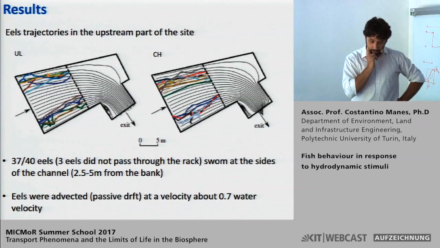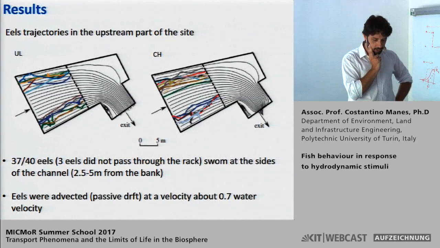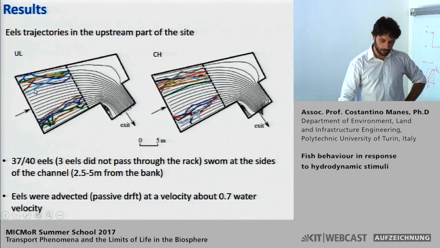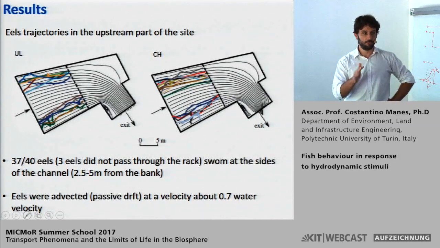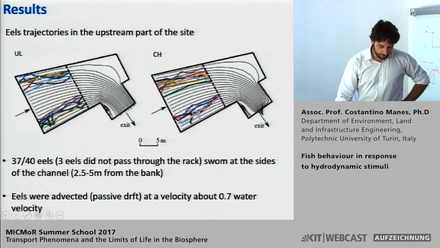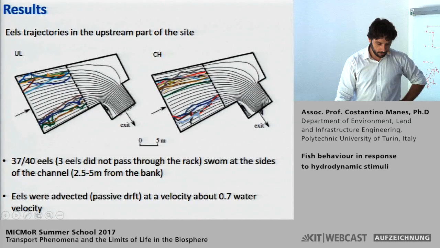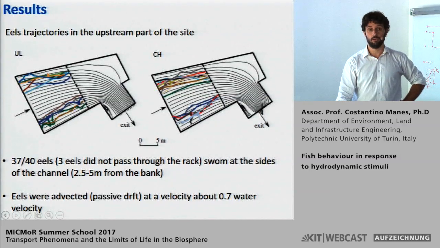went out through the barracks, and all of them swam in these 2 corridors in the channel with a velocity that was about 0.7, 0.6, the depth averaged velocity. Now, except for this eel here, that actually touched the side banks, all of them did not come into contact with the banks.